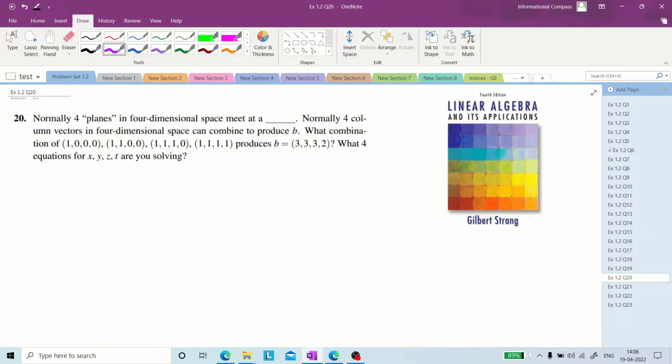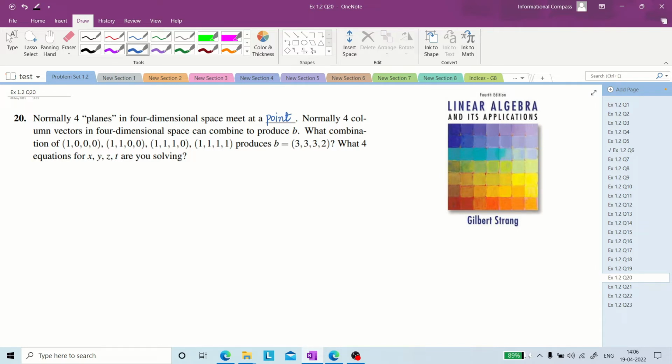I'll read the question. Normally, four planes in four-dimensional space meet at a dash. Normally, four column vectors in four-dimensional space can combine to produce B. What combination of the given vectors produces B? What four equations for x, y, z, t are you solving? So this is the question. Let's first start with the very first statement, that is, normally four planes in four-dimensional space meet at a point.